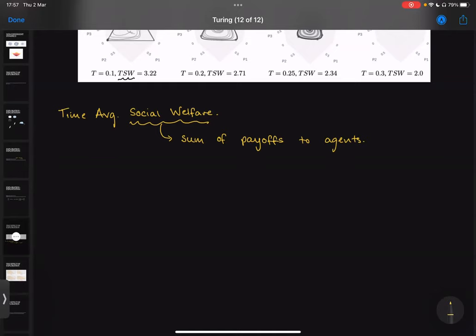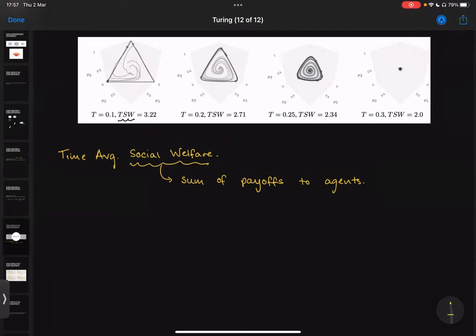Our interest is in how the social welfare is changed by an increase in temperature. Intuitively, I think it's fair to say that the performance in terms of social welfare goes down because of what we said before: the agents are no longer able to maximize their payoff. Therefore, the total payoff has to decrease. And so we see in experiment, in this particular example, that as we increase temperature, the system is converging tighter and tighter into the interior of the simplex. But at the same time, the total social welfare is decreasing as a result.